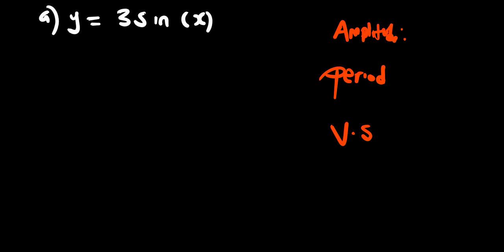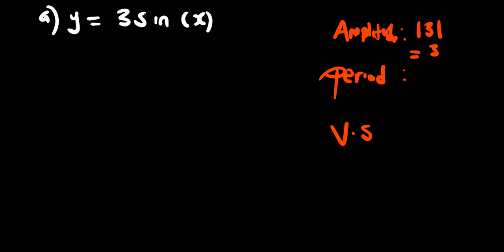To find your amplitude, get the coefficient of the function. In this case, it is 3, and you're going to find the absolute value of that number. The absolute value of any number, whether positive or negative, is still that number. So in this case, our amplitude is going to be 3.